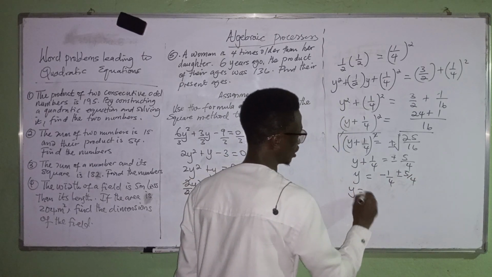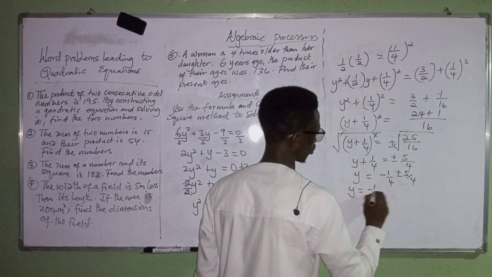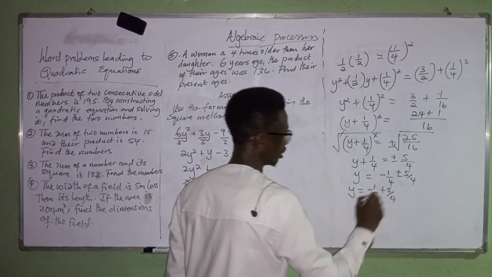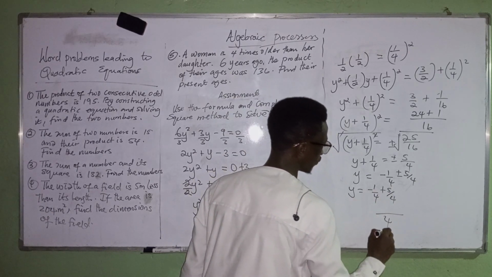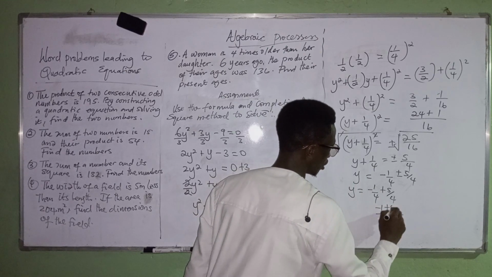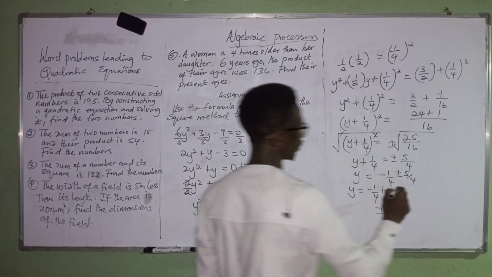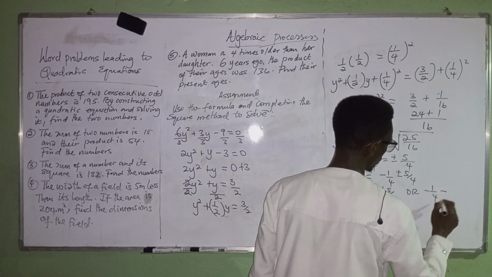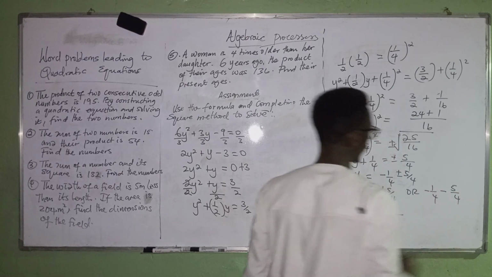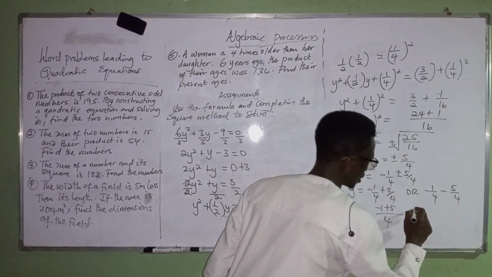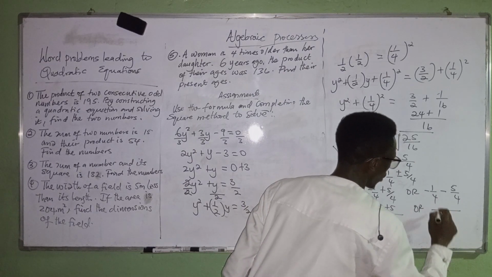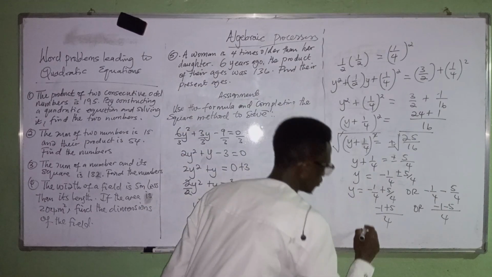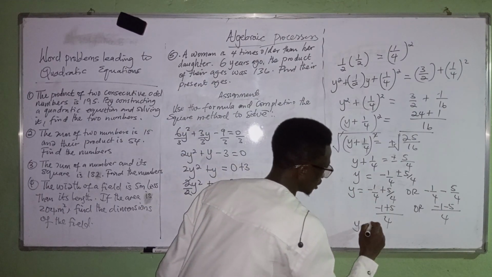So we have y equals, taking the positive, minus 1 over 4 plus 5 over 4. The LCM here is 4. This becomes minus 1 plus 5. Or we have minus 1 over 4, we take the minus, and this becomes 5 over 4. Okay? So again, the LCM is 4, minus 1 minus 5. So this becomes y; this is 4 over 4.